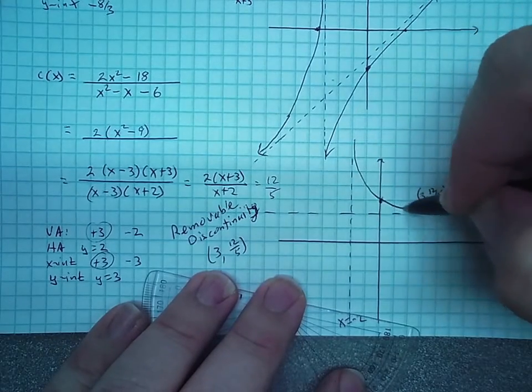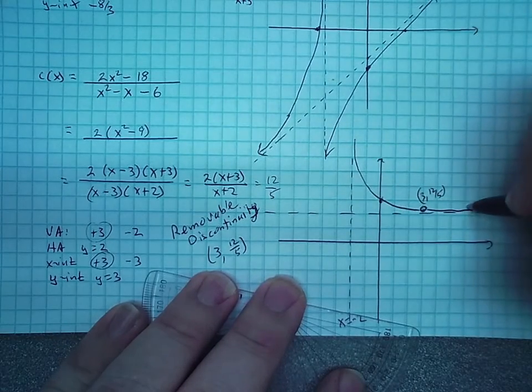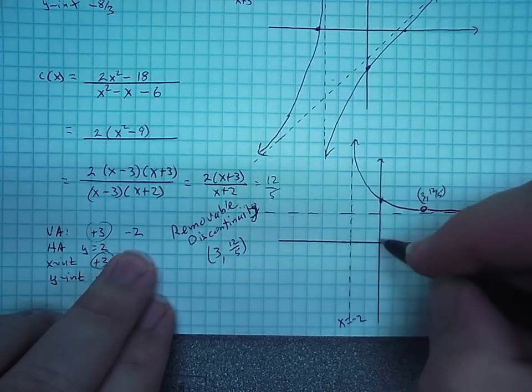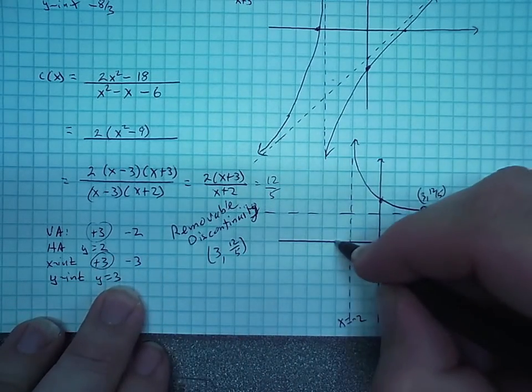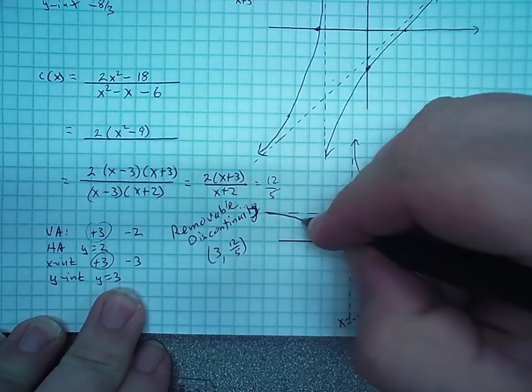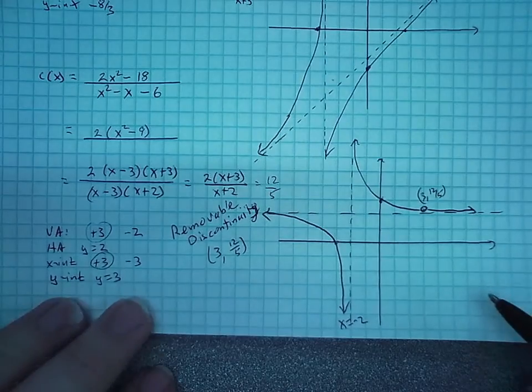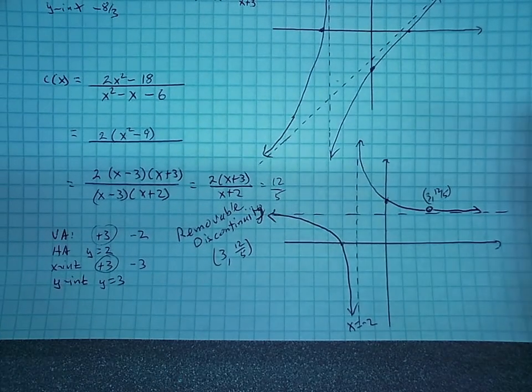So come down off of here, through and over. And oh, my other x-intercept at negative 3 helps me shape this part of the graph. I hear students coming, so I'm out of time. But there's my third graph. Hopefully that's enough to get you started.